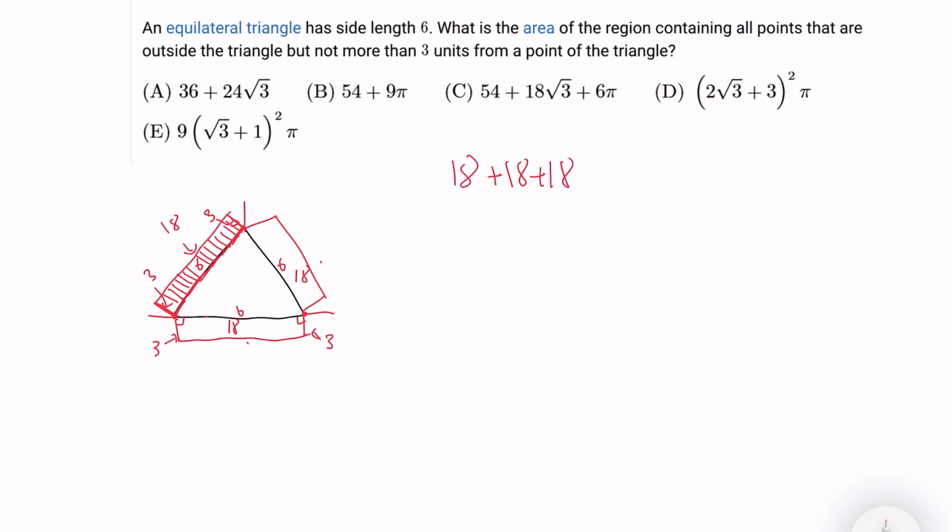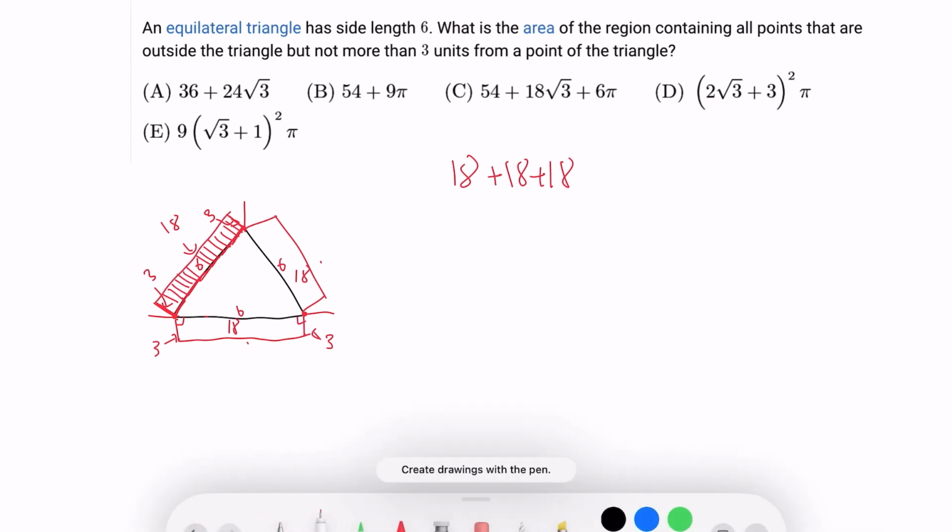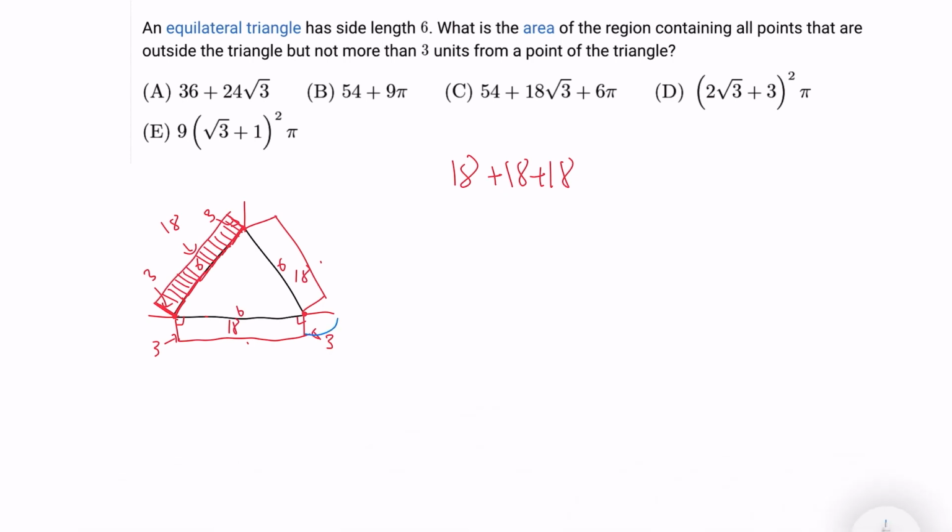But we see here that that's not all of the region, because what about this part? Some people may completely forget about this part because they will think, oh, we have all of the parts like these. This area looks like it covers all of the points that are 3 units from the triangle because it covers the length of the triangle, and that area should be all of it. But actually, we have to surround the triangle fully.